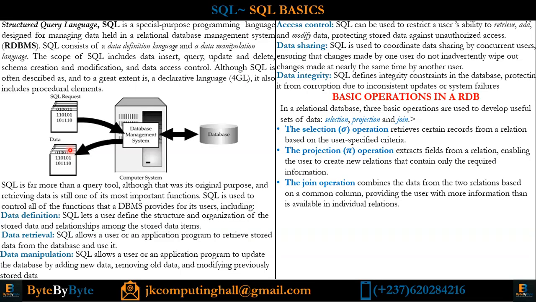We have the projection operation, which extracts fields from a relation, enabling the user to create a new relation that contains only the required information. That's a projection. That is, you perform a query and use that query to define a new relation. And finally, we have the join operation, which combines data from two relations based on a common column. That's when primary key to foreign key comes into play, providing the user with more information than is available in individual relations. So these are the three basic operations for the relational database: selection, projection, and join. Take note, one might see such a question in paper one.